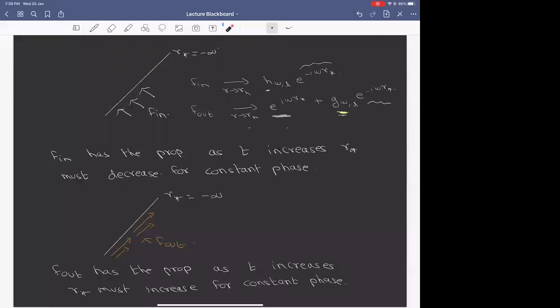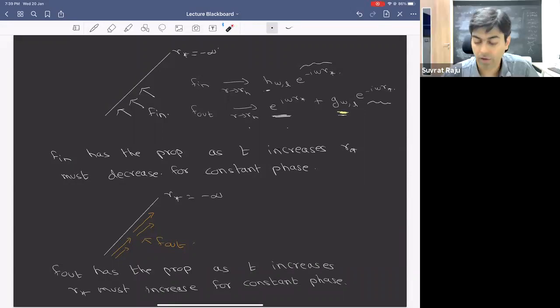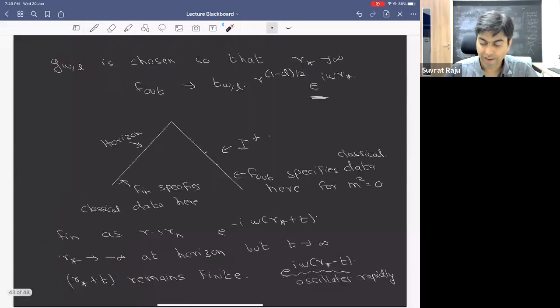Then there's another question asking, does the f in solution continue to be purely ingoing at infinity? No, f in has some other behavior at infinity. It is not going to behave just like e to the minus i omega r star at r star goes to infinity. One way to say it is that f out has some simple behavior at scri plus, and f in has some simple behavior at the horizon. That's one way to think about what these solutions mean. It's also one intuitive way to think of why they are independent in the Klein-Gordon norm.